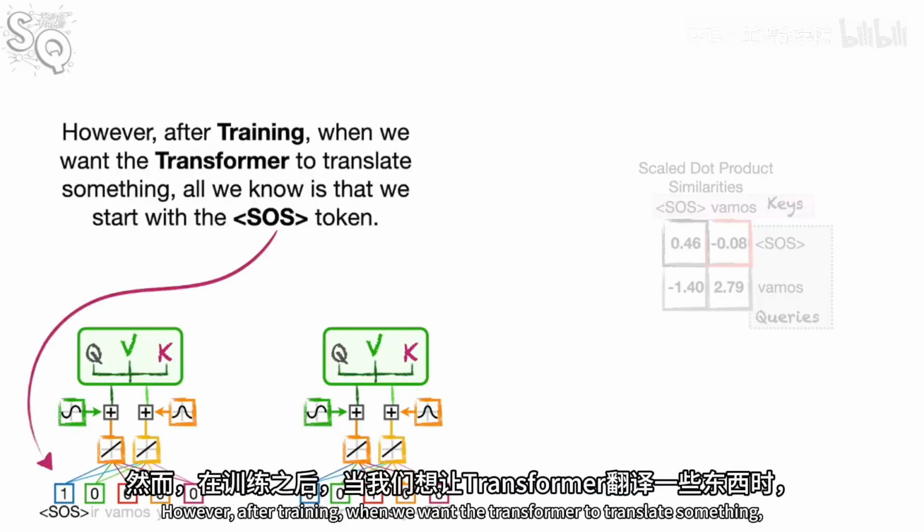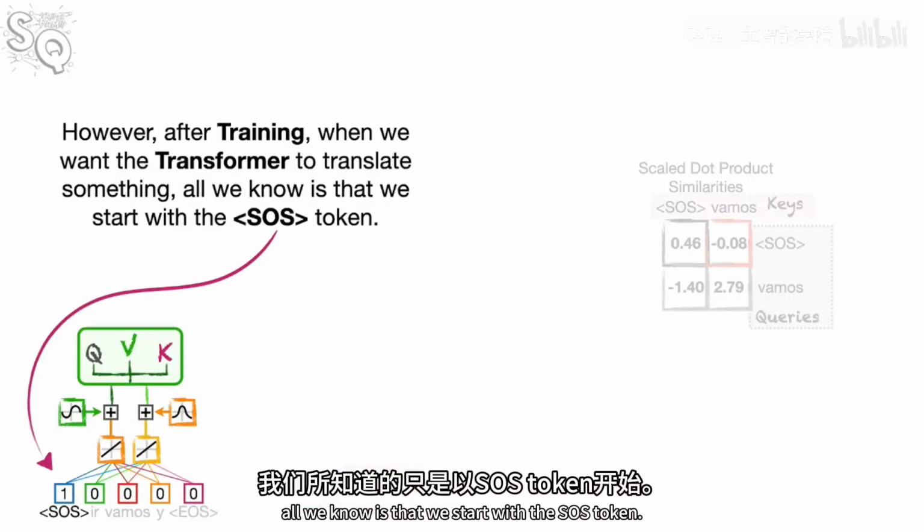However, after training, when we want the transformer to translate something, all we know is that we start with the SOS token.